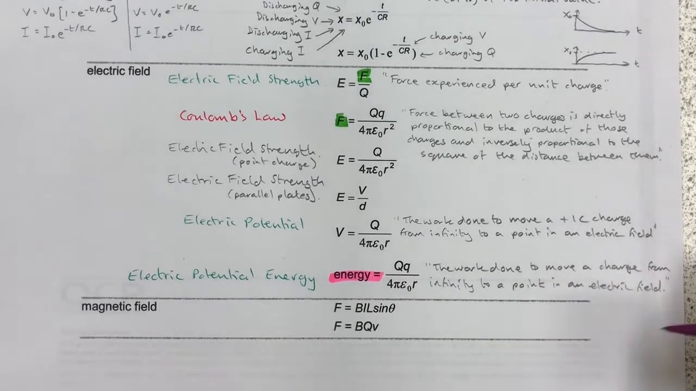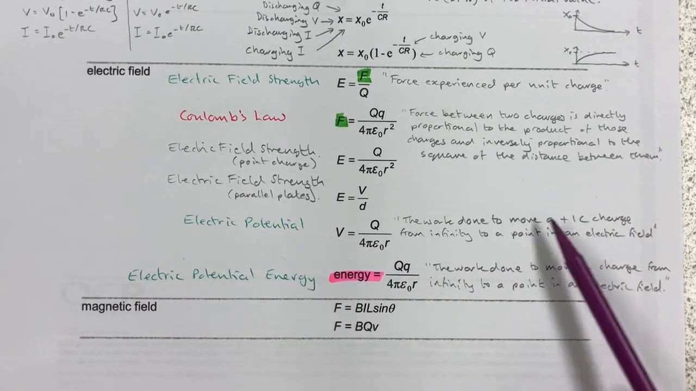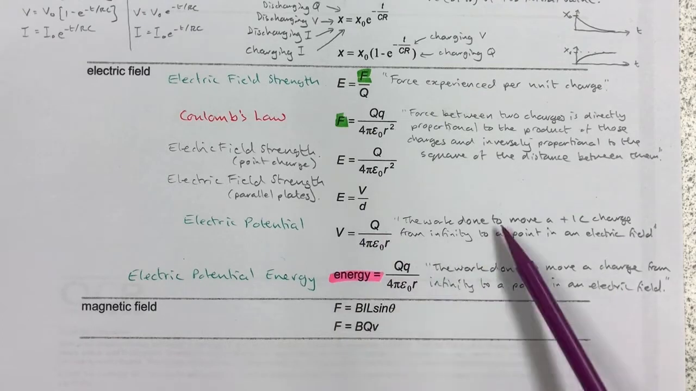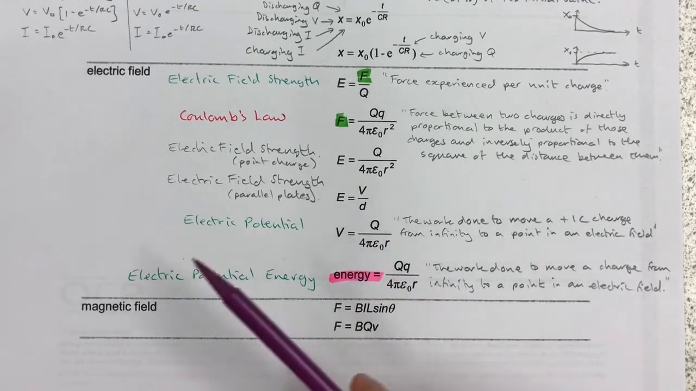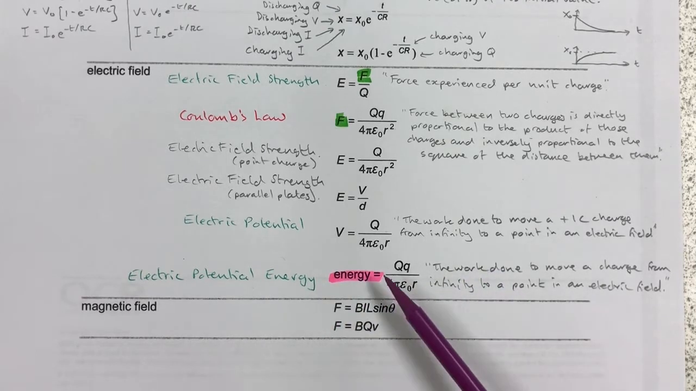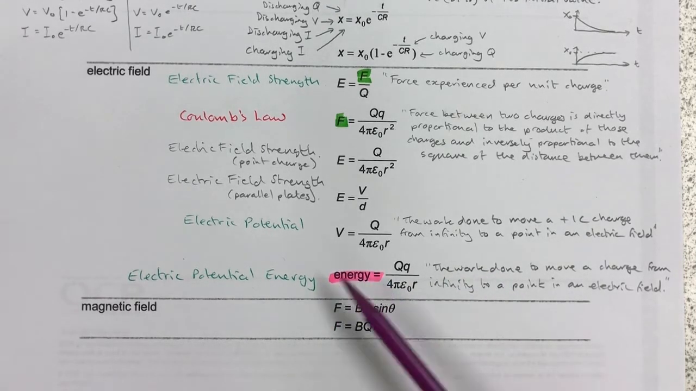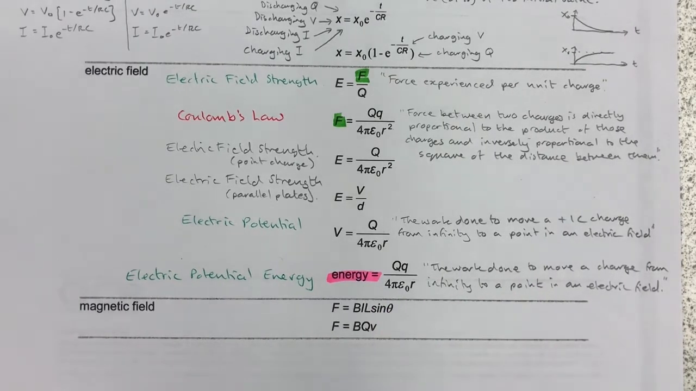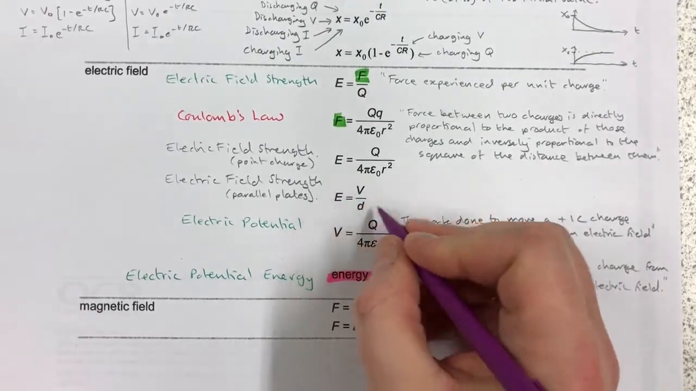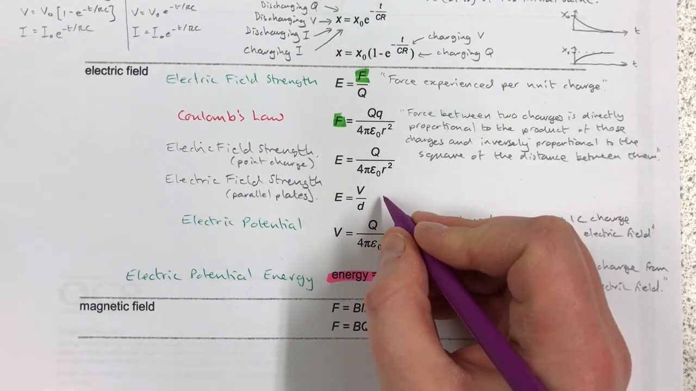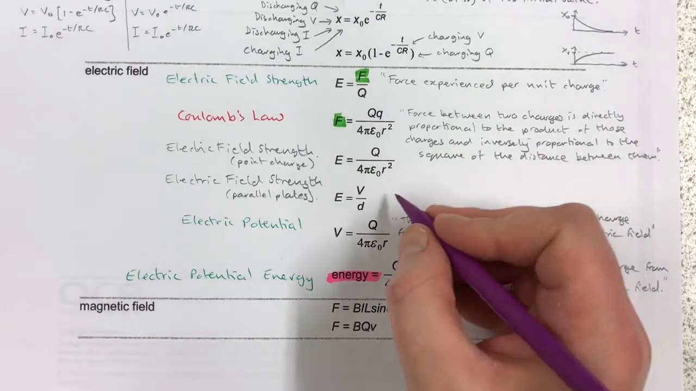You should make a comparison between electric potential, the definition and the equation, to gravitational potential, the definition and the equation, and you should make a comparison between electric potential energy, the definition and the equation, to gravitational potential energy, the definition and the equation. What we need to do now is highlight this one in the middle, the electric field strength between parallel plates. That electric field strength would be uniform, a constant value.